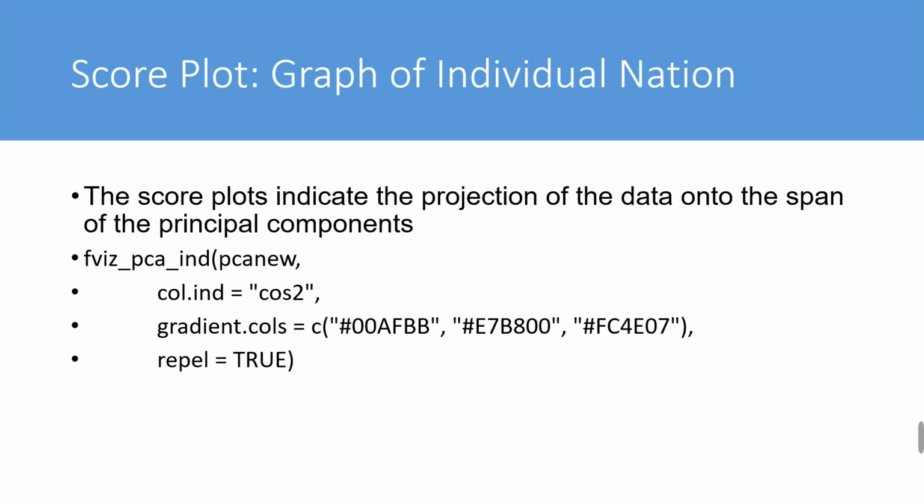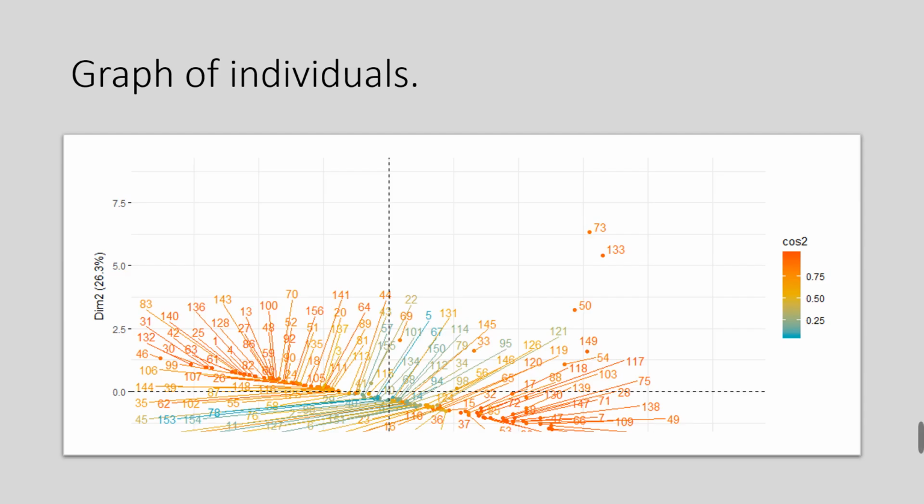Then we have what is called the score plot. The score plot indicates the projection of our data onto the span of the principal components. In our situation, we have about 153 different countries. So we run it, and it's going to project each of those countries into the span of our principal components. If you try to do that, then we have this.